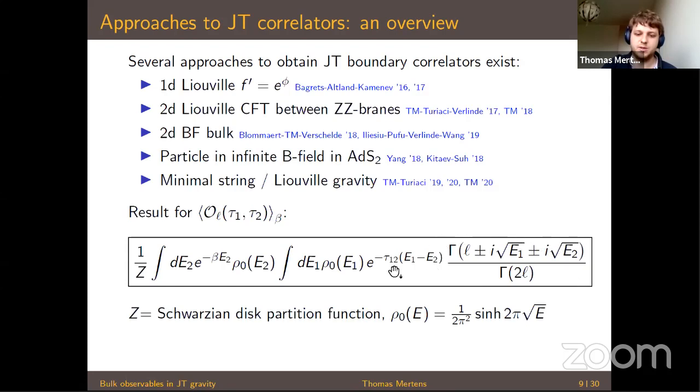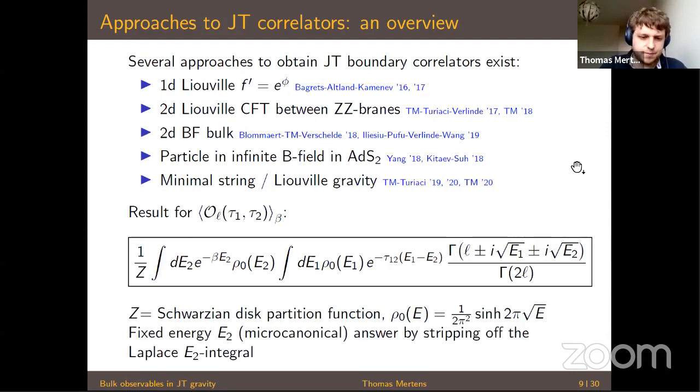factors that connect the two energy variables, which is a product of 4 gamma functions. So whenever I write this gamma plus minus, I mean you have to take the product of all 4 combinations. So there's a product of 4 of them here in the numerator. And then this Z is the Schwarzian disk partition function that we just divide by. So this is a very explicit expression that you can plot numerically to see what it looks like. So there is an explicit answer given as this double integral.